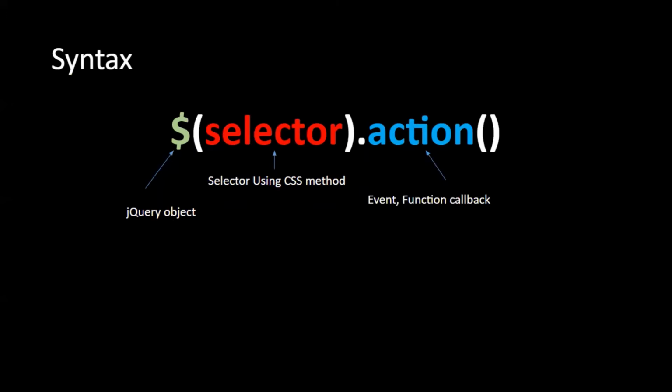If we use class, then we use the period. Okay, so that is our selector. And after the selector, we have our action. What will be our action? What will be the function? What will be the event? Or what will be its callback?